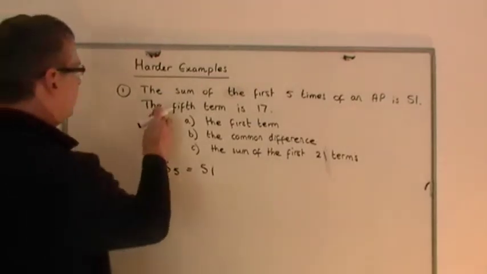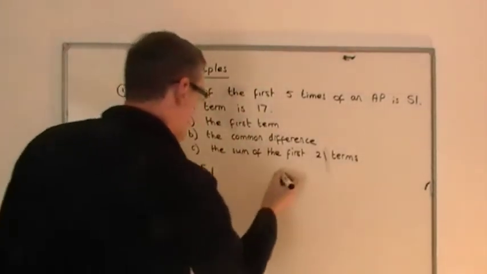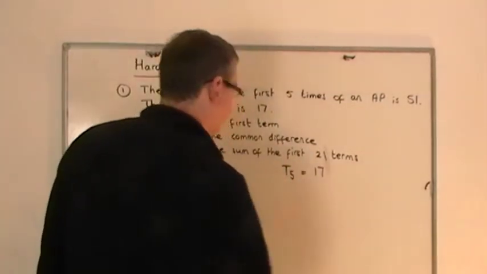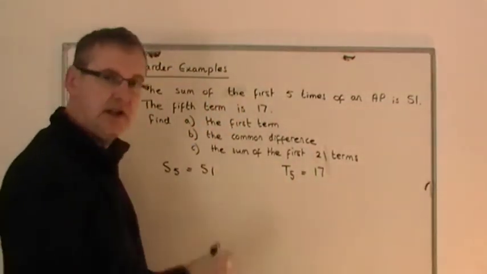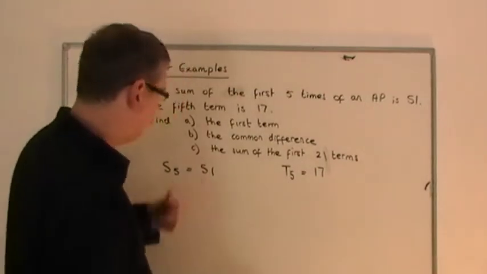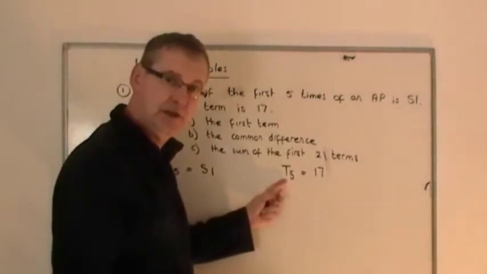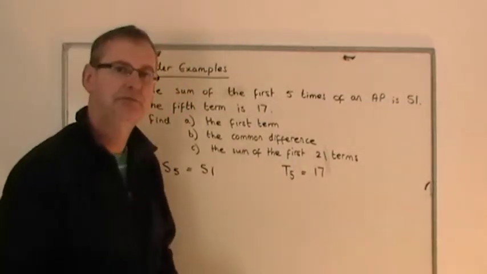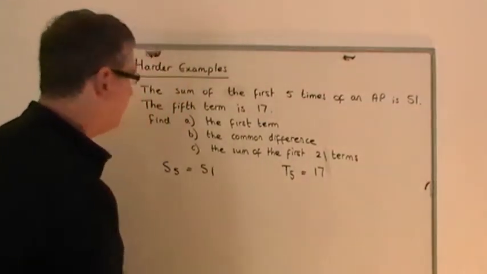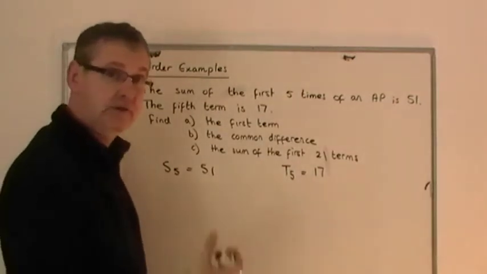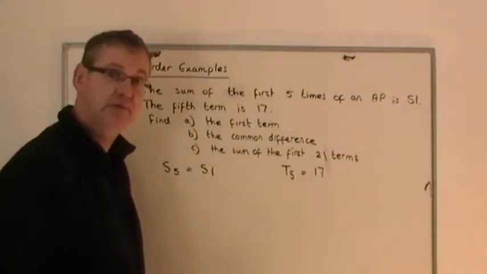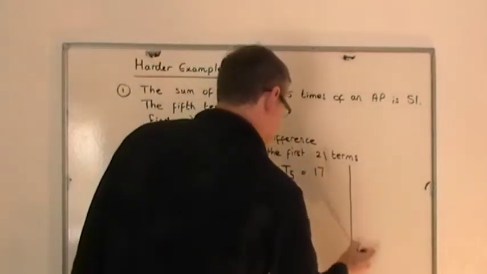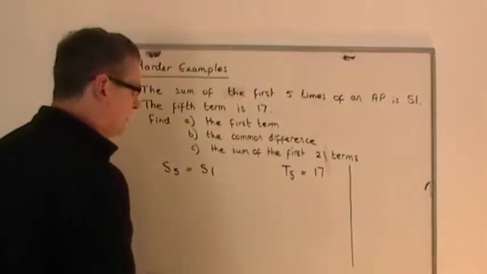I'm also told that the fifth term is 17. So the actual fifth term means T5 is 17. So S5, if you add up the first 5 terms, they give 51. The actual fifth term itself is 17. Those are the 2 bits of information that you're told. Okay, we now make use of the 2 formulae that we've got for the sum of and the nth term formula itself. If you want to make a note about these at the side, okay, this is what we do.